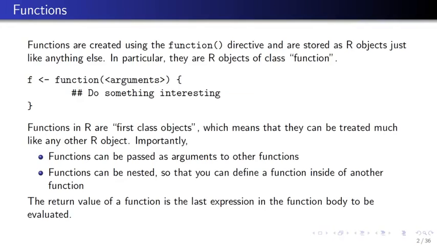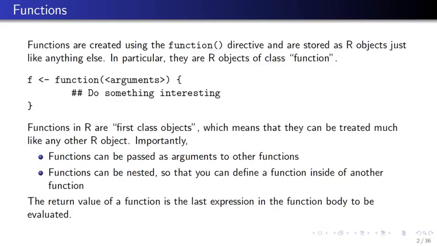So functions in R are created using the function directive, and functions are stored as R objects just like anything else. So you might have a vector of integers, a list of different things, a data frame, and then you have a function. In particular, R functions are R objects of the class function. Okay, so the basic construction here is you assign to some object, here I call it f, the function directive, which will take some arguments, and then inside the curly braces there is R code, which does something that the function does.